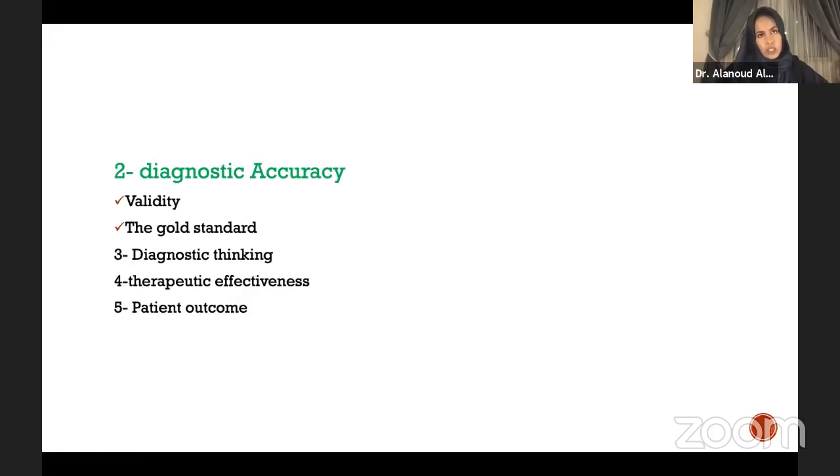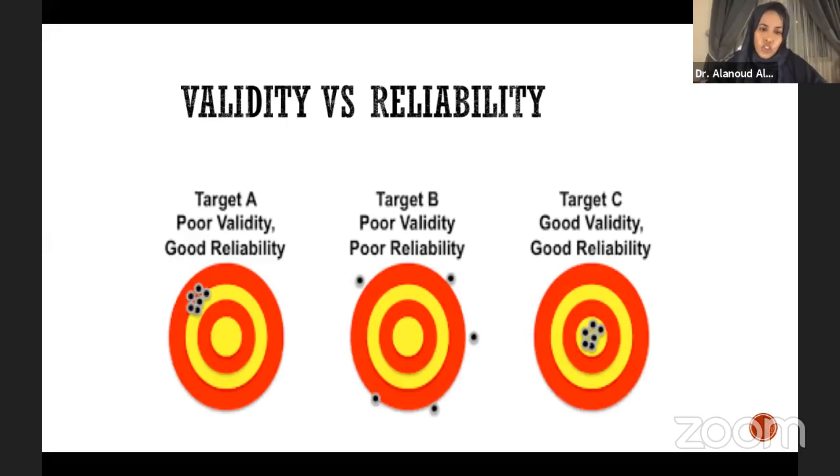So in accuracy, we'll talk about validity. To calculate sensitivity and specificity, for sure, we need to have a gold standard. And then we need to use our diagnostic thinking, therapeutic effectiveness, and patient outcome. This is a good picture that can simply explain the difference between validity and reliability. We always hear these two terminologies in diagnostic and screening testing.